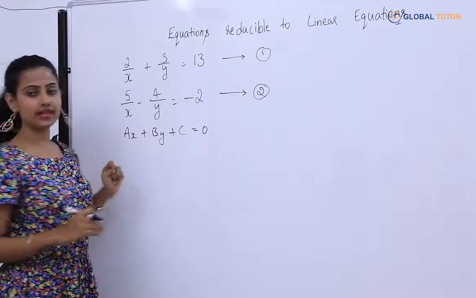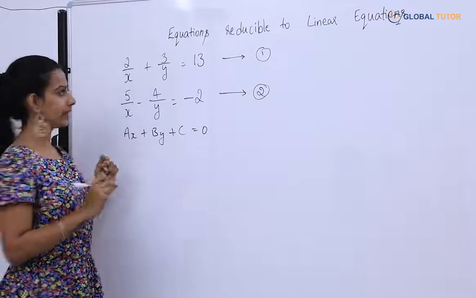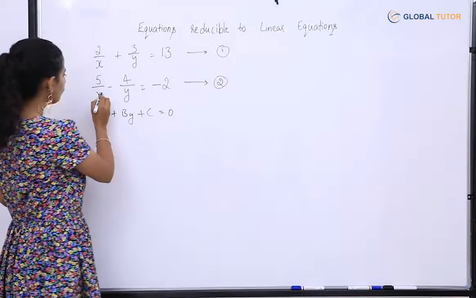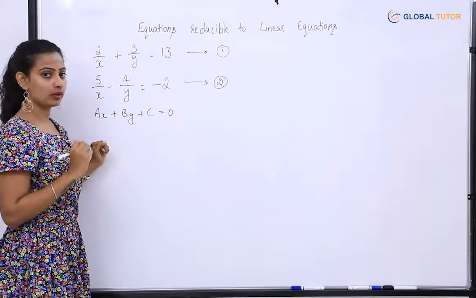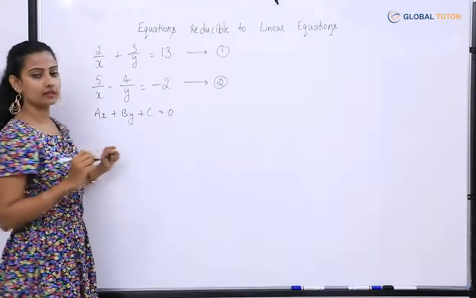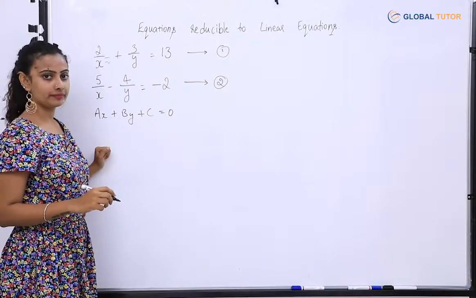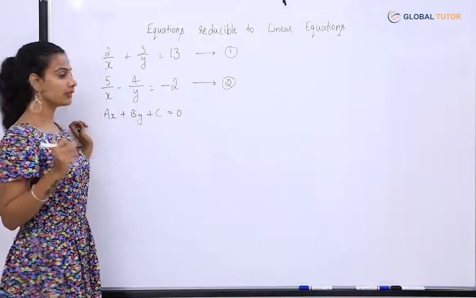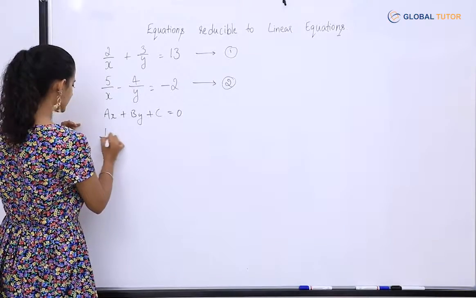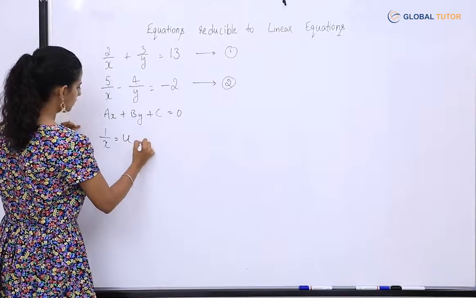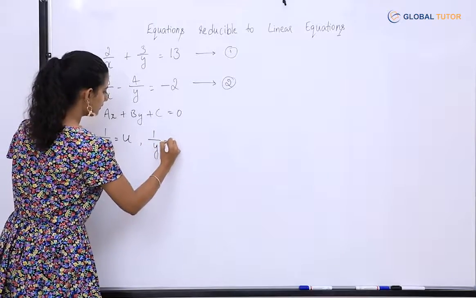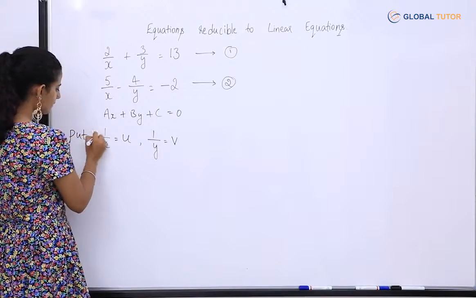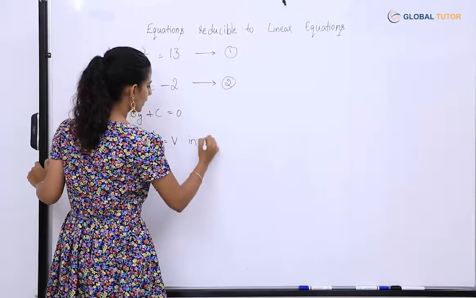Here, 2 by x can be written as 2 into 1 by x, 3 by y can be written as 3 into 1 by y, 5 by x can be written as 5 into 1 by x, and 4 by y can be written as 4 into 1 by y. So to convert these two equations into a pair of linear equation, we are going to consider 1 by x as u and 1 by y as v. Now let us replace these values in equation 1 and 2.